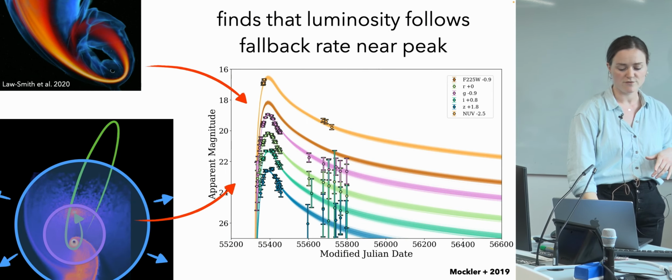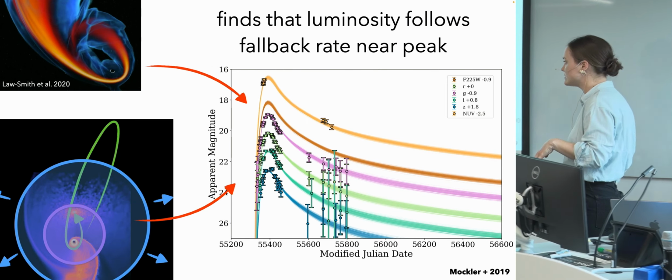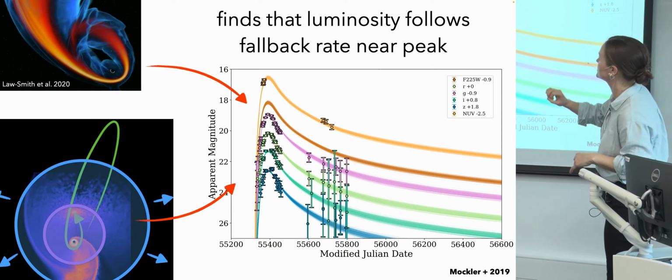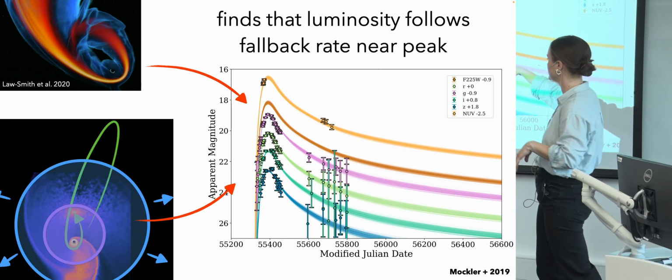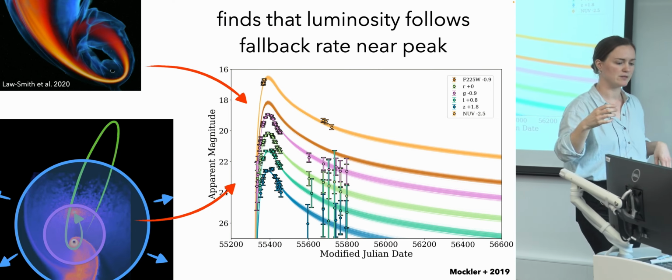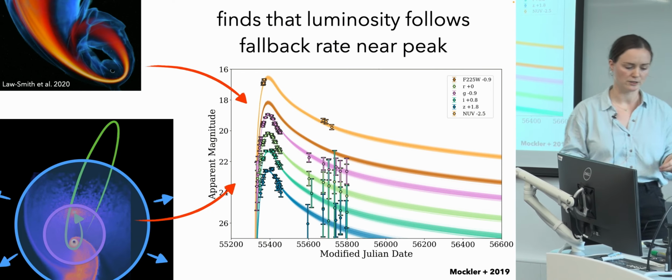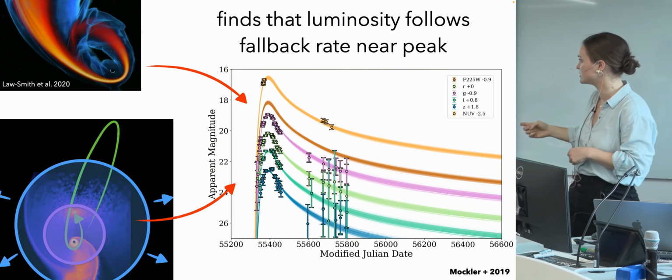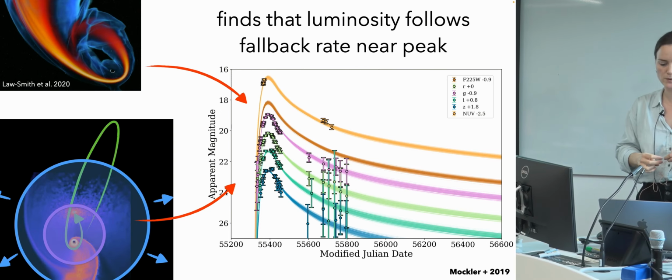And so what this found is that for many of these events, we're actually getting a luminosity that seems to follow the fallback rate near peak. And I say near peak because this was at a time when there weren't that many observations that had really early and really late time data. This is probably the best observed one of the sample.